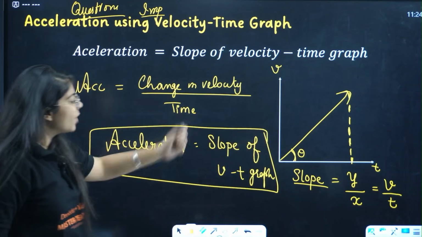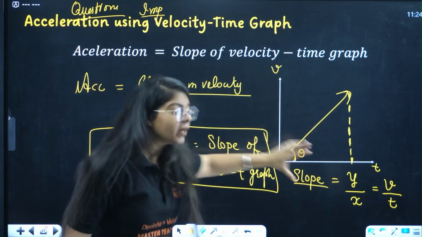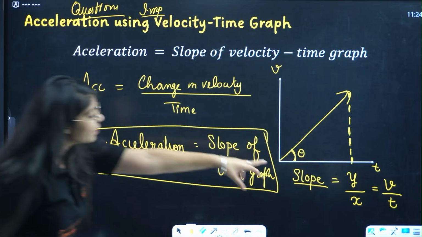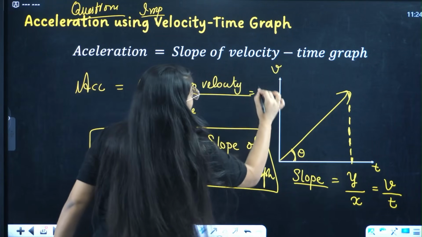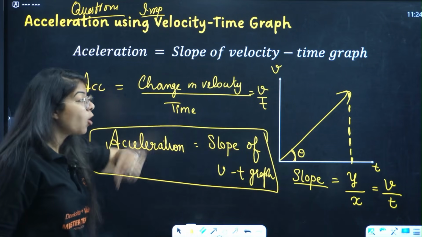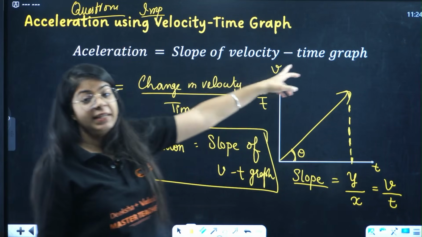Acceleration is change in velocity by time, and slope is y component by x component. Y is velocity, x is time, v by t. So slope is also v by t. Acceleration is also v by t. That means acceleration is equal to slope of the vt graph. It's written: acceleration is slope of vt graph.